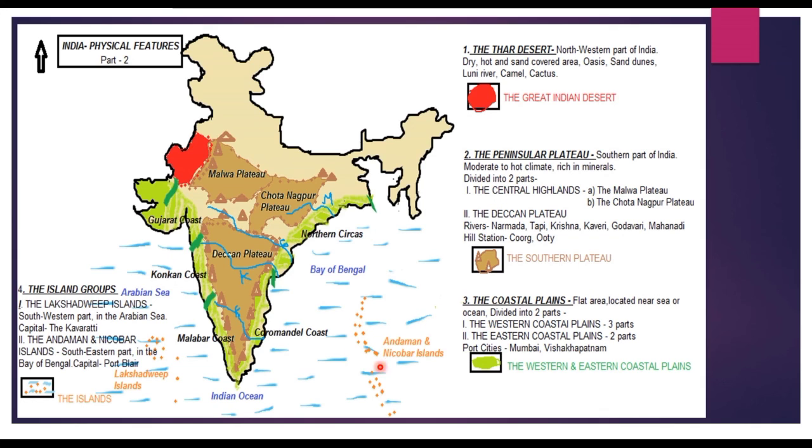So today we have learned about different types of landforms of our India. First, we have learned about the Thar Desert. Second, we have learned about the peninsular or the southern plateau. Then we have learned about the coastal plains of India. And at last, we have learned about the island groups of India.